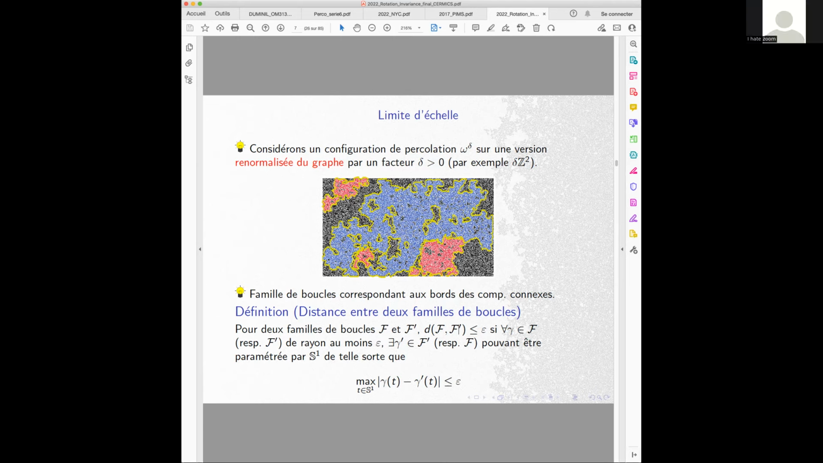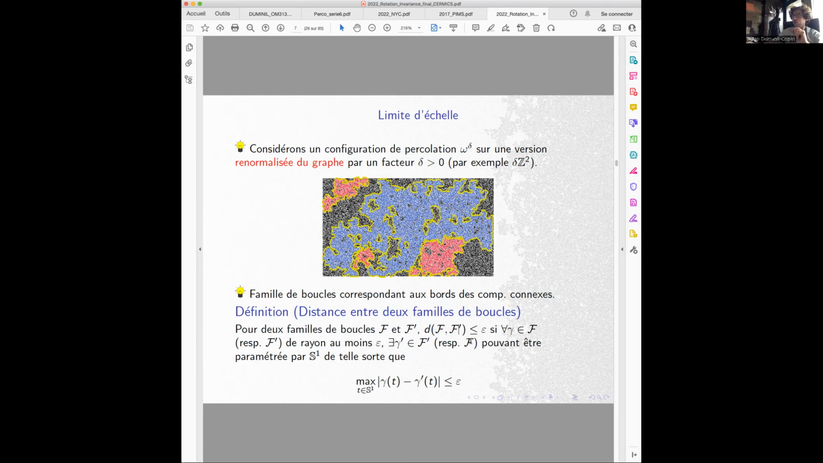Question. Sorry. Your definition of distance is quite different from the usual definition among two subsets of a metric space. You take both gamma and gamma prime, and you run over them at the same time. I would have seen something like max over t, which runs over gamma prime, and t prime, which runs over gamma. You understand? Maybe the answer is hidden.